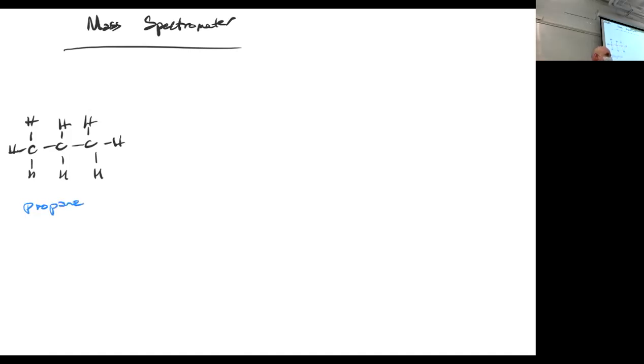We're going to have to do some math in mass spec. You can use a calculator on your quiz on Wednesday if you need to. But propane, it's 3 carbons. Carbon weighs 12. 12 times 3 is 36. And there are 8 hydrogens, which weighs 8. So this molecule weighs what? 36 plus 8. Oh, we're starting off early. 44. Correct. Good job. It weighs 44.